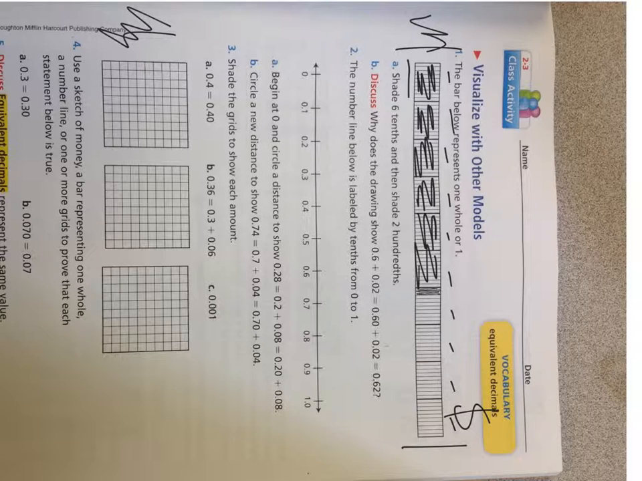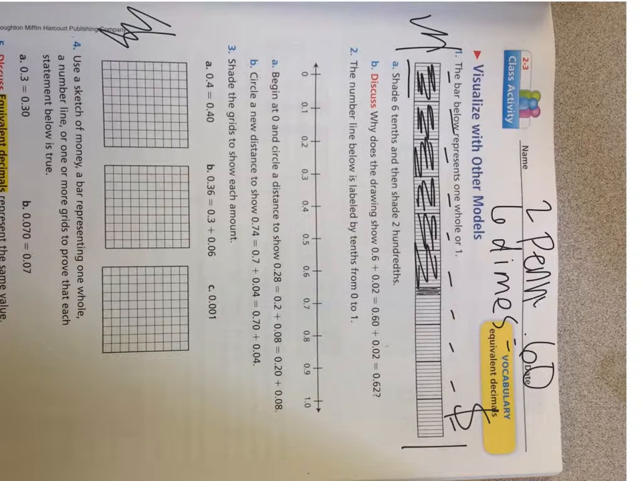So, you need to think of it as money. If you have 6 dimes, that would equal 60 cents. And then you have 2 pennies, and that's representing your hundredths. And that's adding 2 cents. And then putting those two together, that is 62 cents. So if I had 6 dimes and 2 pennies, I would have 62 cents.